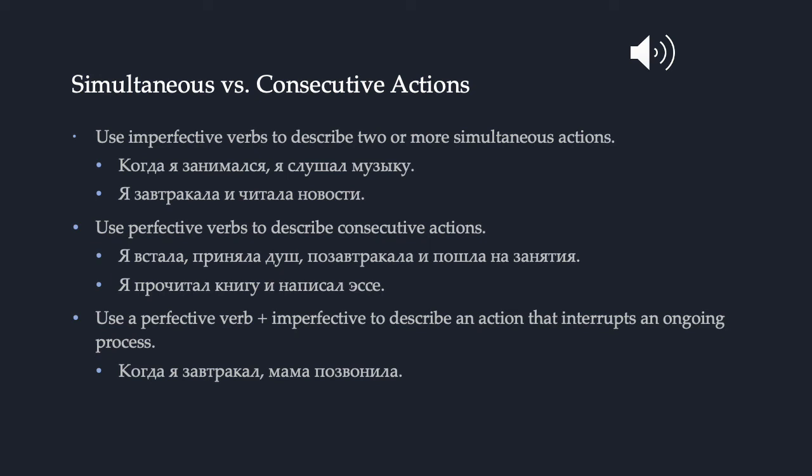And finally, if we want to describe one action that interrupts another ongoing action, the verb to describe the interrupting action is going to be perfective, and the verb that describes the ongoing background action is going to be imperfective. For example, когда я завтракал, мама позвонила. While I was having breakfast, mom called me.